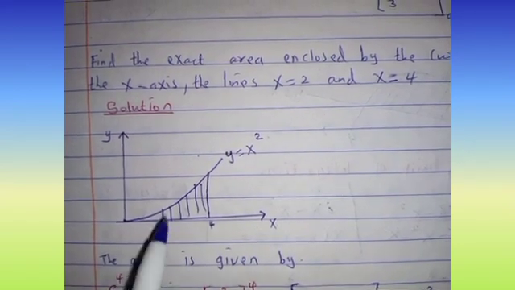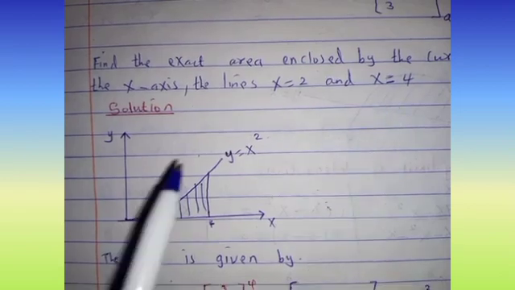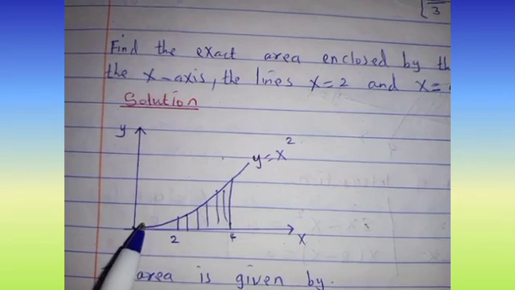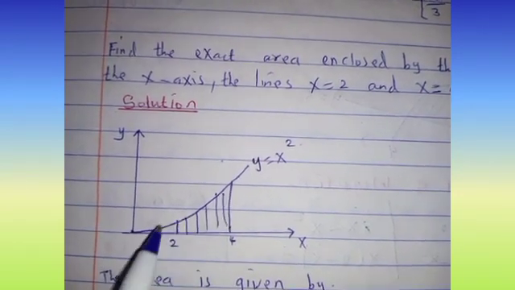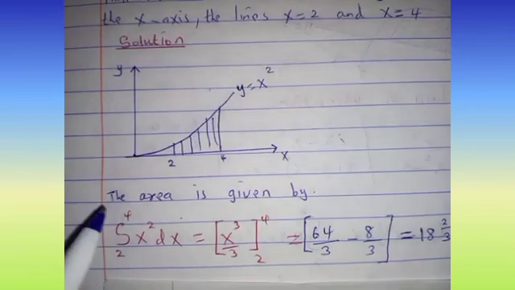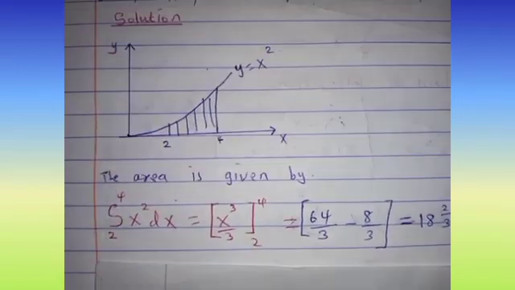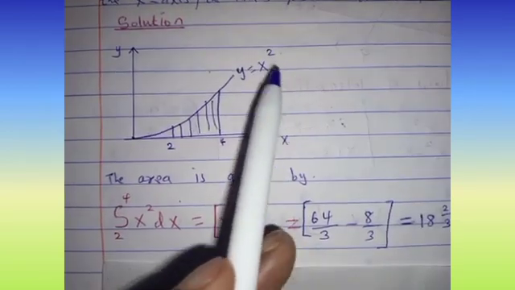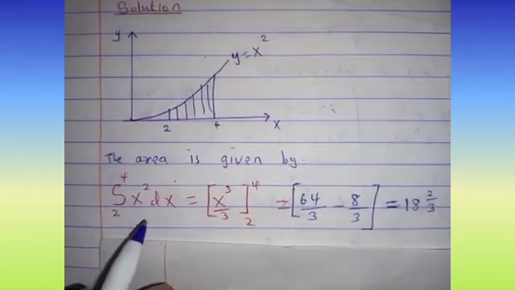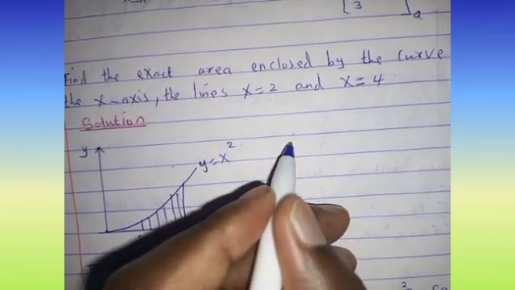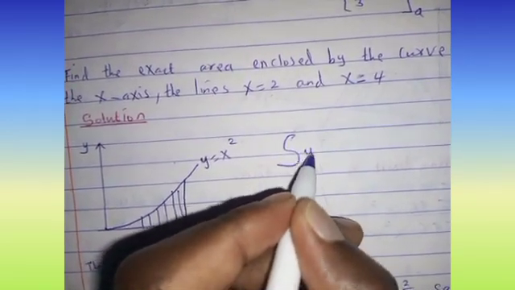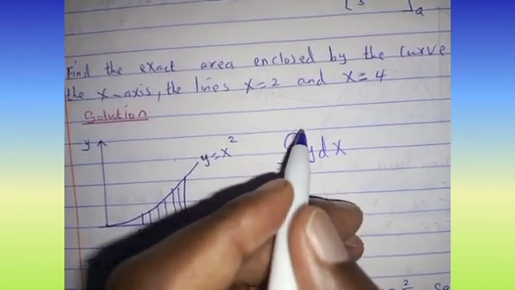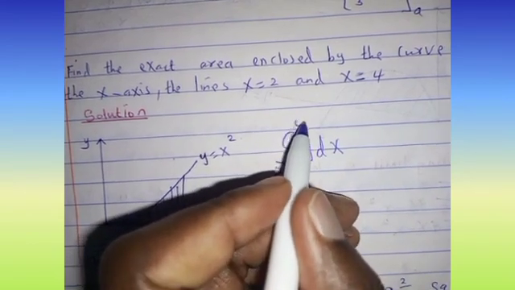Our lower boundary is 2, given here. Our upper boundary is 4, given here. Now, and the y-axis. The y-axis is this one, so this is the area required. To do that, you integrate. So the area is given by integrating the curve. We integrate this function with respect to x, as shown here. So we simply integrate our function y with respect to dx. The lower limit is 2, and the upper limit is 4.